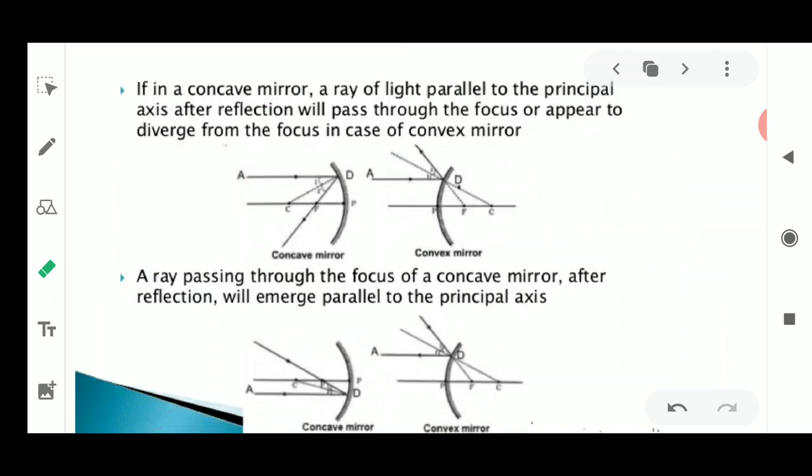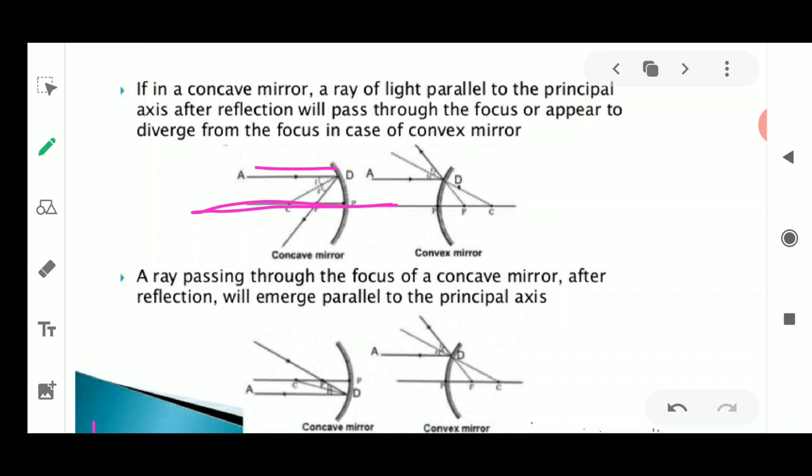Now the next rule says if a concave mirror is there, a ray of light parallel to the principal axis, after reflection passes through the focus. In the case of a convex mirror it appears to diverge from the focus, and in the case of a concave mirror it is going to converge at the focus. Now whenever a ray is traveling parallel to the principal axis, what is this principal axis? The principal axis is the line drawn through the center of curvature till the pole.